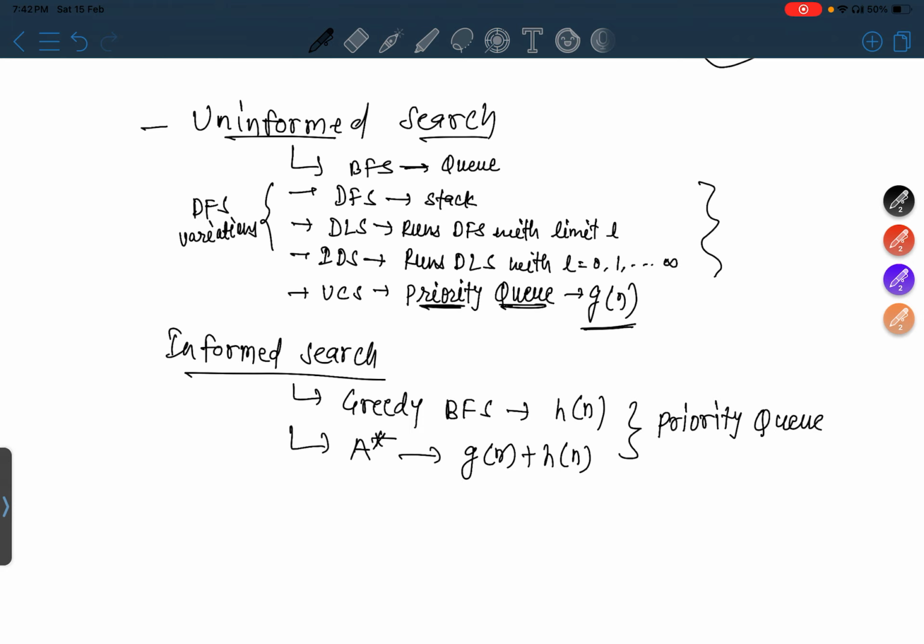Okay, so in the next lecture we'll do some more problems on these algorithms, and then we'll move on to the more advanced topics like local search algorithms and so on. Okay, with this, let's stop here and let's meet in the next lecture.